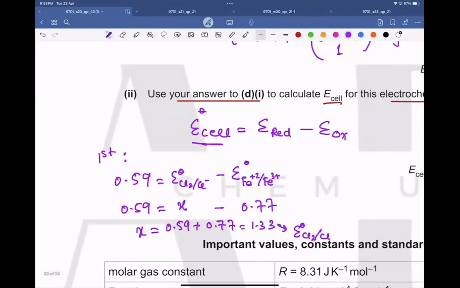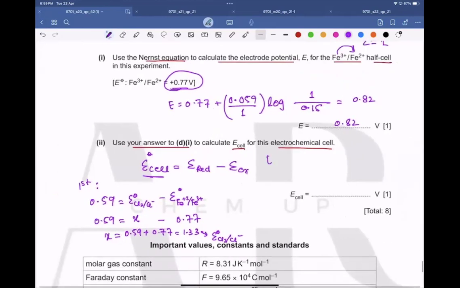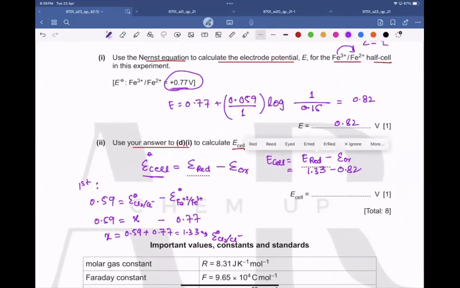chloride, right? Now, if we have to calculate the E cell under non-standard conditions, we are going to use the same expression, E reduction minus E oxidation. The chlorine is undergoing reduction and its conditions are standard, so it is going to be 1.33. But iron is undergoing oxidation and iron has a non-standard condition, and its half cell potential is 0.82. So 1.33 minus 0.82.